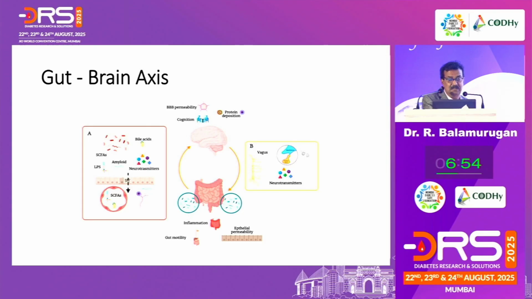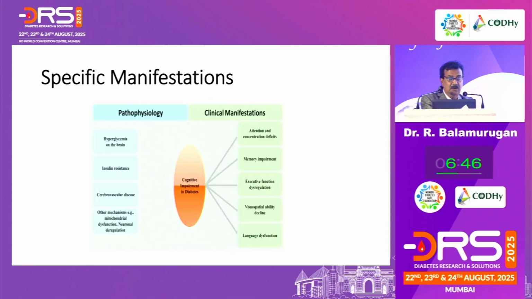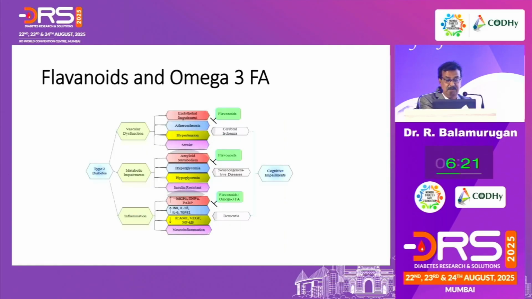Whenever there is an alteration in the gut-brain axis, this can also lead to cognitive dysfunction. And what are the specific manifestations? When looking at the pathophysiology: hyperglycemia in the brain, insulin resistance, cerebrovascular disease, and other mechanisms like mitochondrial dysfunction and neuronal dysregulation. On the other hand, what are the clinical manifestations? One, attention and concentration deficits, memory impairment, executive function dysregulation, visuospatial ability decline, and language dysfunction.